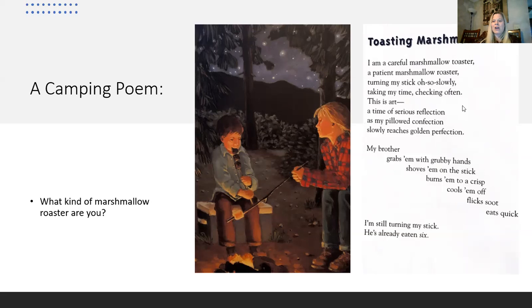So are you like her, that's very patient and wants her marshmallow just right? Or are you like her brother, that just wants to get them toasted so that you can eat them? Please take some time to create your food poems, and I'd love to see some of the things that you are creating. Off you go.